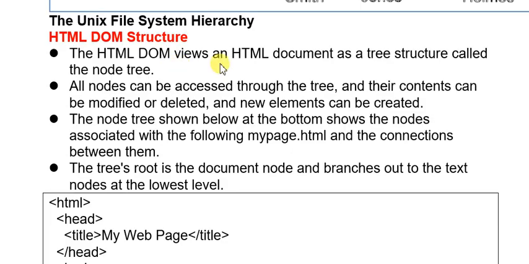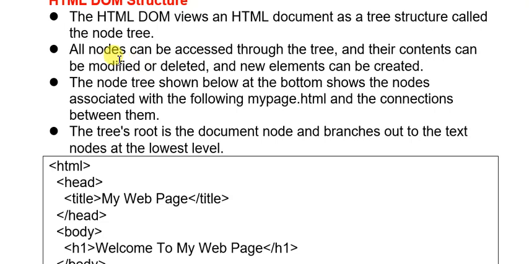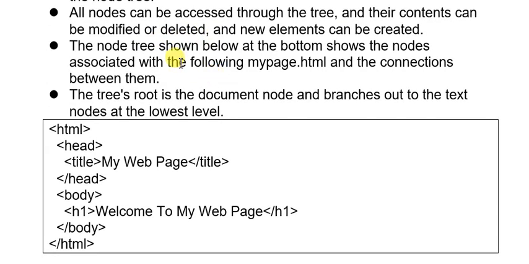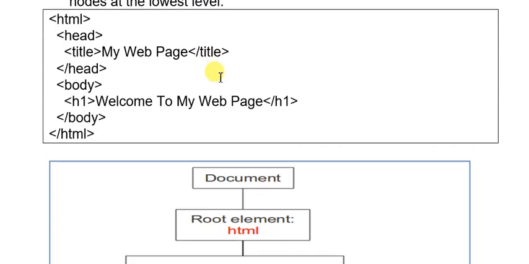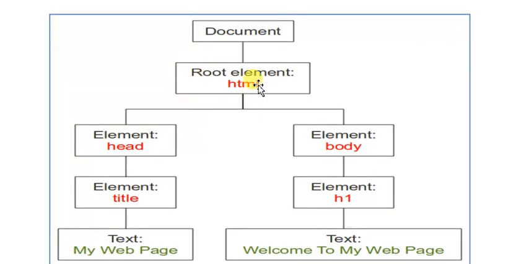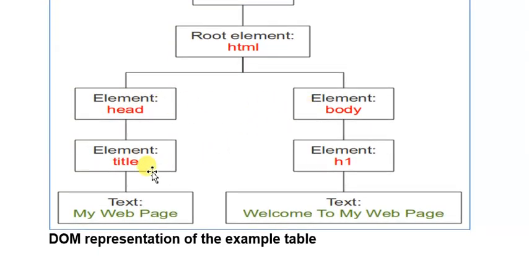The HTML DOM views the HTML as a tree structure called a node tree. All nodes can be accessed through the tree, and their content can be modified and deleted, and new elements can be created. The node tree shown below shows the nodes associated with the following: mypage.html and the connections between them. The tree nodes: the document node branches out to the text node at the lowest level. My web page, welcome to my web page. Document, root element HTML, head, body, title, and text element H1 text.